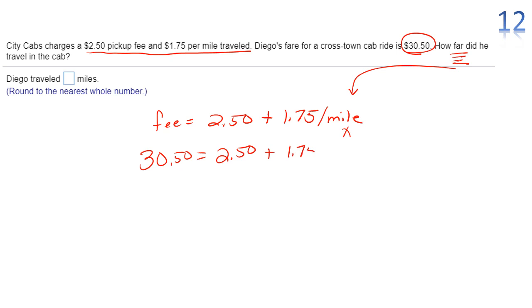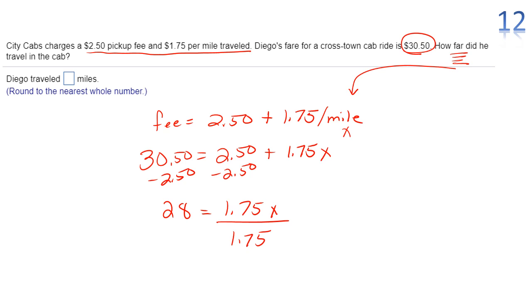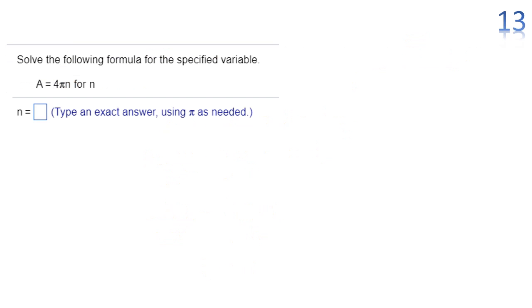So let's go ahead and translate that into algebra, and it looks like this. When I solve, I subtract 2.50. That will give me 28 equals 1.75x. Divide by the 1.75. And if I do that, 28 divided by 1.75, I end up with 16. So he had to have traveled 16 miles.